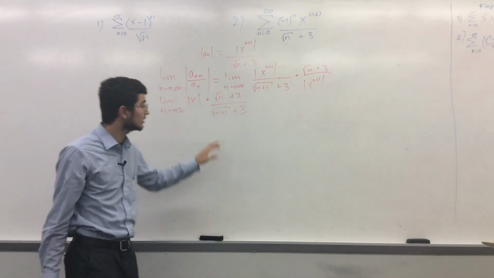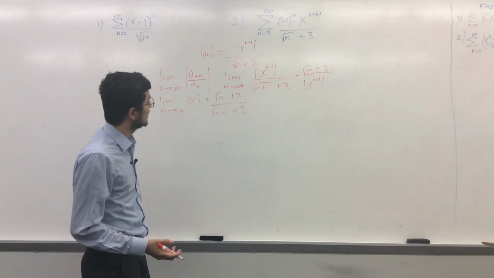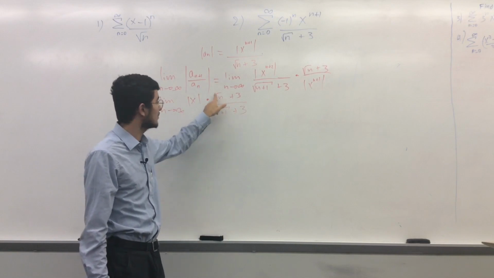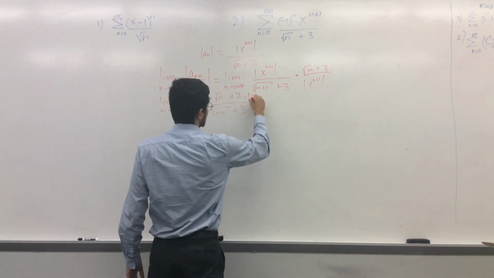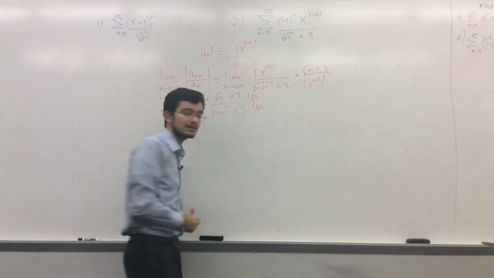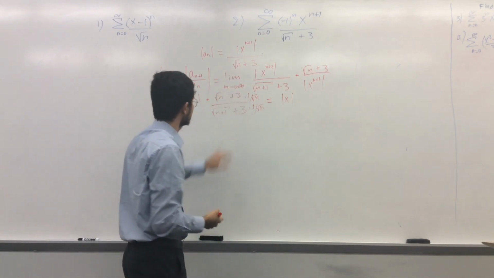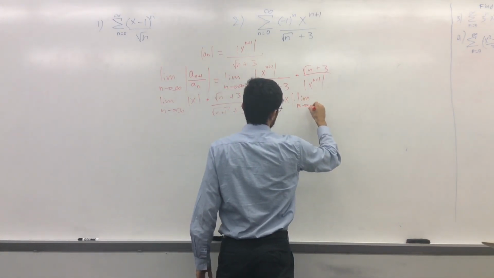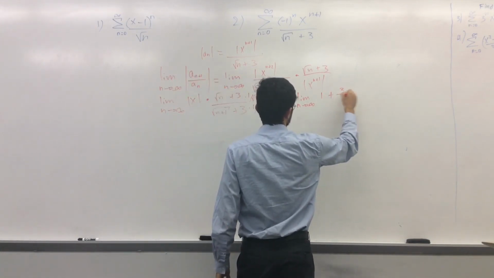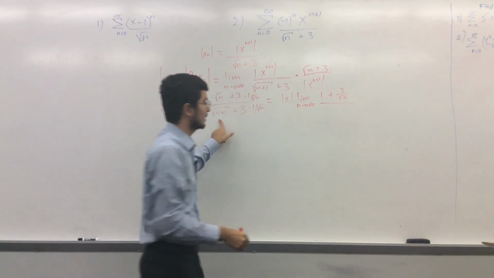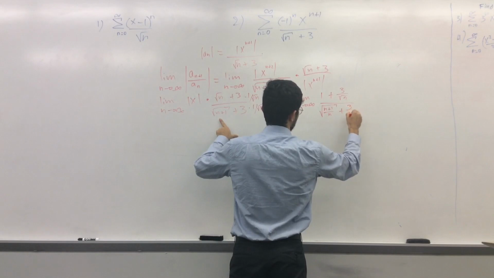And now in order to evaluate this limit, you could do L'Hopital's rule, but that's kind of tedious. So usually what we do is we divide by the highest power over here, which in this case is root n. So we multiply by 1 over the square root of n on top and bottom to further simplify this fraction. Once we do that, we have the absolute value of x, because it's a constant in this limit, times the limit as n approaches infinity of, if we divide this by root n, that's just going to give us 1 plus 3 over root n, divided by the square root of n plus 1 over n plus 3 over root n.